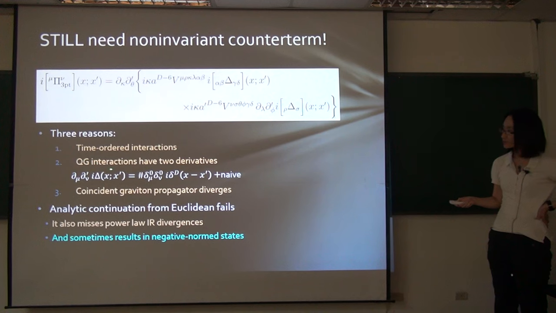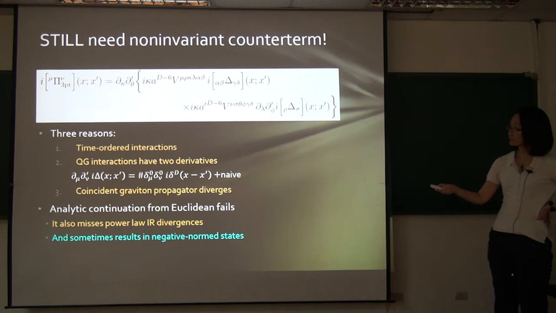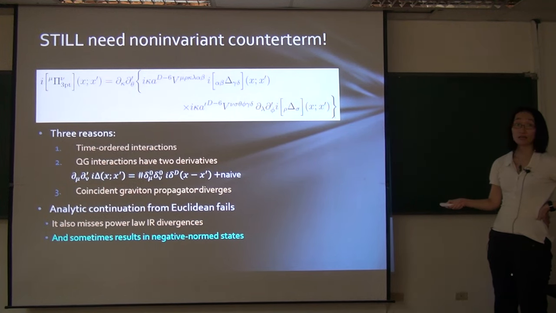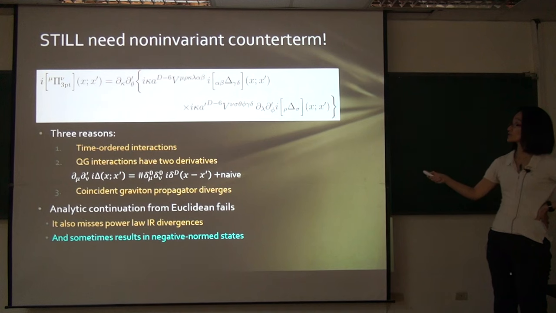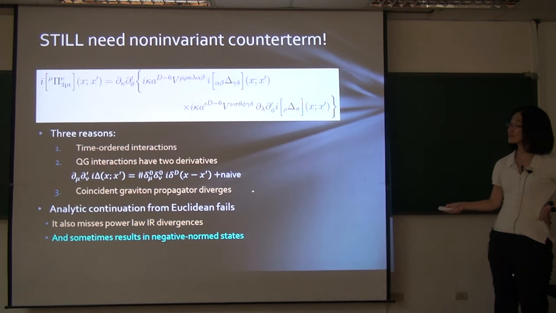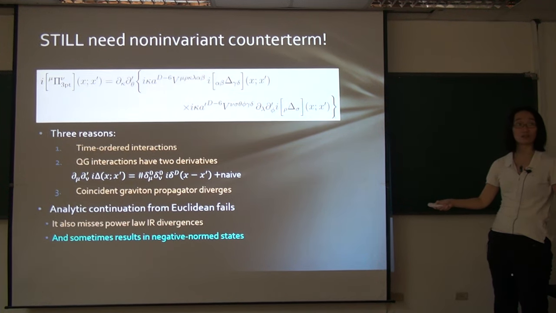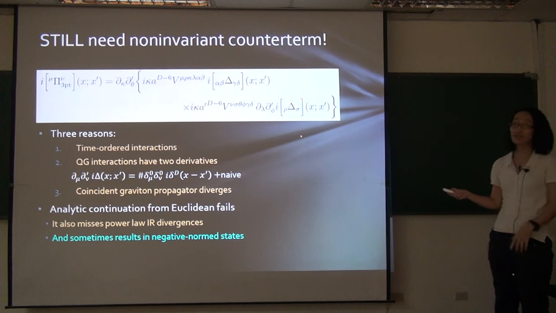The second reason: the quantum interaction of the graviton interaction is a derivative interaction. And this derivative part, the structure function part, will pick up the delta function in the spatial direction, for example, in the temporal direction. And when you have a delta function, that means you set the coordinates to the coincident limit. And the coincident limit of the graviton propagator diverges in the spatial and temporal directions. So that means you break the covariance. That means in this case, even if you use the covariant kind of graviton propagator, you still need non-invariant counterterms.